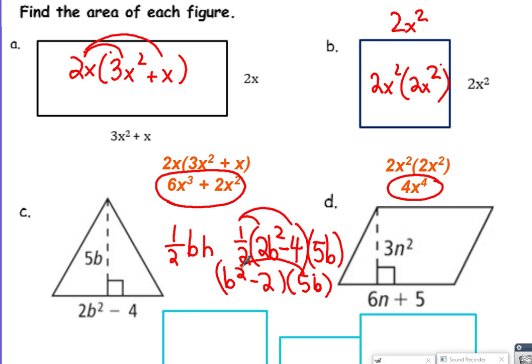So 5b times b squared is 5b cubed minus 5b times 2 is 10b. These can get a little confusing, I agree.